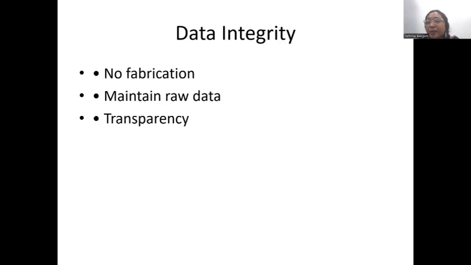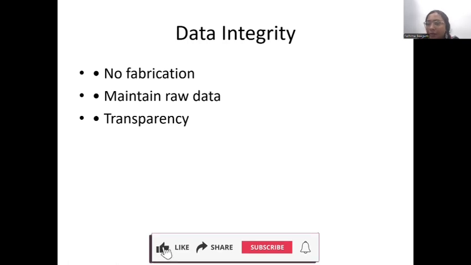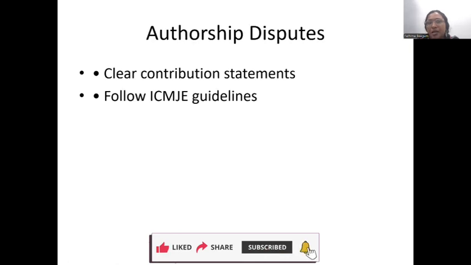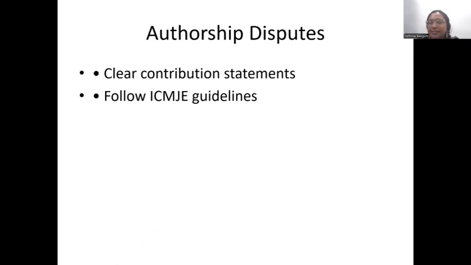Your data should be integrated and it should not be fabricated. All raw data you should have in your hand, and also your data should be transparent. Then if any disputes are there, a clear contributions statement. Each author, what all contributions have been given, that you have to state.